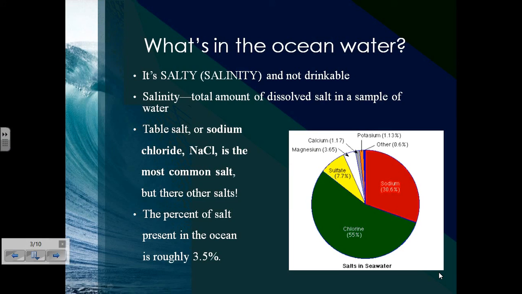Now, the percent of salt present in the ocean altogether is roughly about 3.5%.